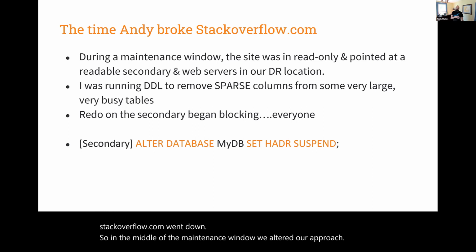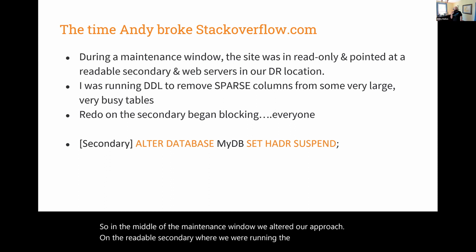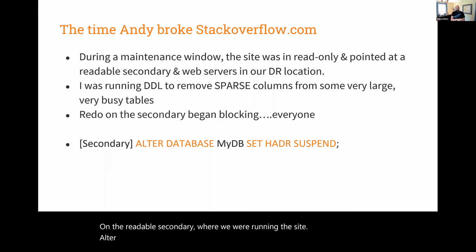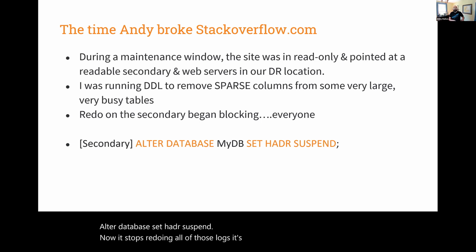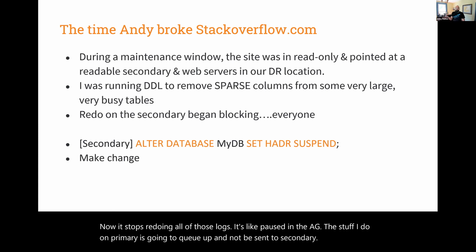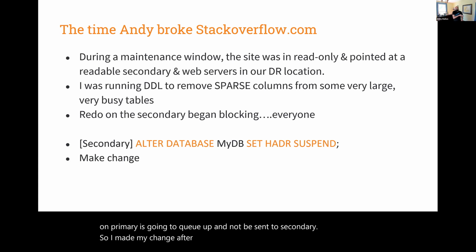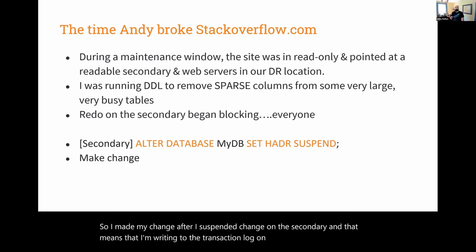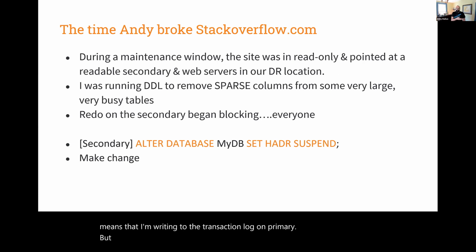On the readable secondary where we were running the site, alter database, set HADR suspend. Now it stops redoing all of those logs. It's like paused in the AG. The stuff I do on primary is going to queue up and not be sent to secondary. So I made my change after I suspended change on the secondary. And that means that I'm writing to the transaction log on primary, but it's not going to Colorado. It's not being redone in Colorado. I'm not going to break production again.